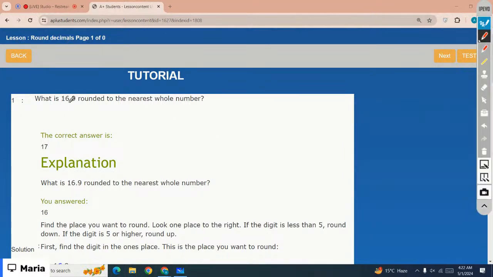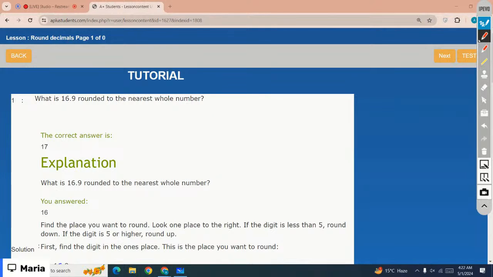So just look at the very next number after the decimal, that is 9, right? And 9 is greater than 5. So when it is greater than 5, you have to round up. Round up means you have to round to 17. Got it? If the number is less than 5, you have to round down. If the number is greater than 5, you have to round up. So that would be 17. The correct option is 17.